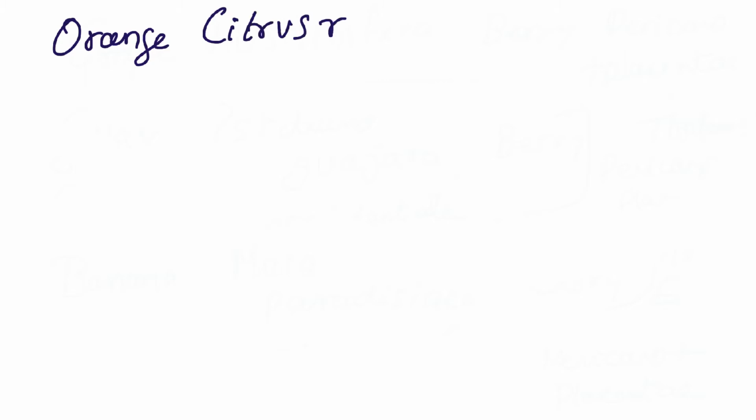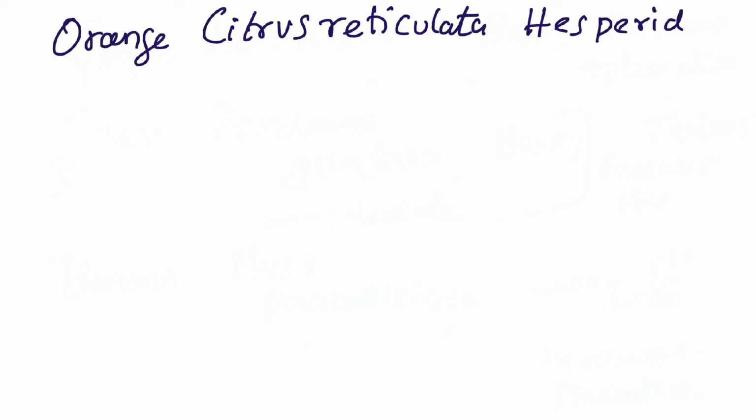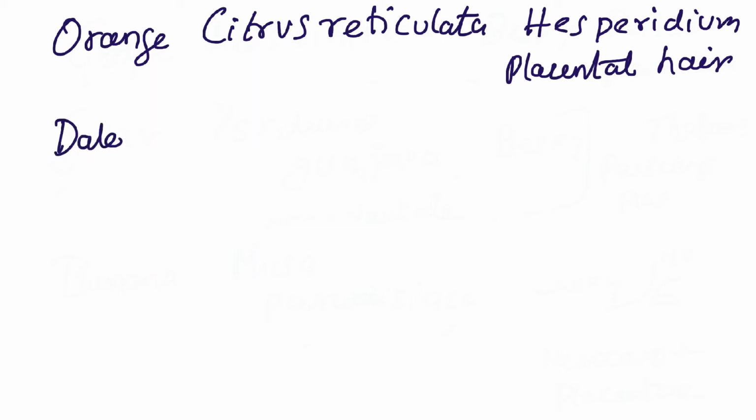Going on to the next usually asked example, that is orange. Orange, of course, belongs to the citrus family. It's Citrus reticulata. Orange is a hesperidium, and a very important point is that the edible part is the placental hair. We had already discussed in detail about orange in one of the previous videos in this particular fruit series.